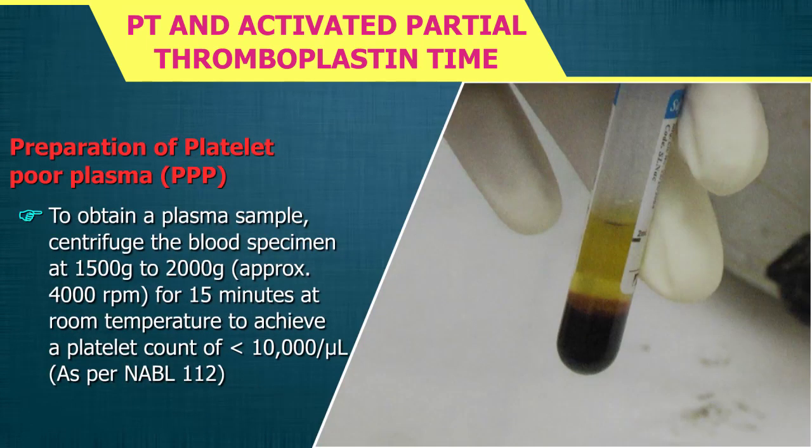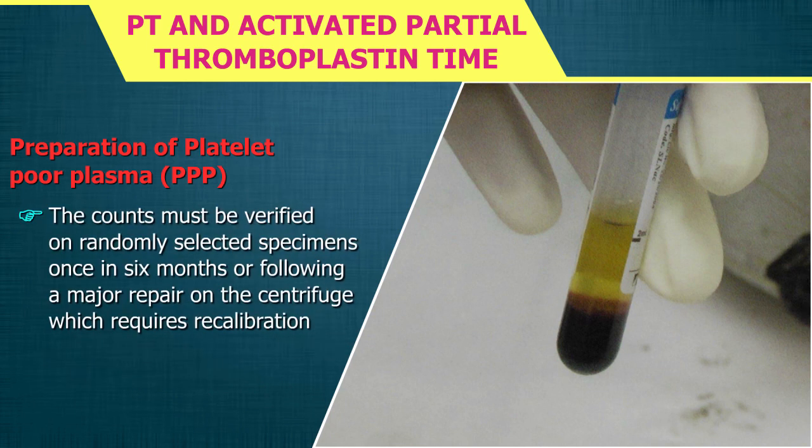Preparation of platelet-poor plasma, that is PPP. To obtain a plasma sample, centrifuge the blood specimen at 1500 g to 2000 g, that is approximately 4000 rpm, for 15 minutes at room temperature, to achieve a platelet count of less than 10,000 per microliter. This is as per NABL Standard 112.